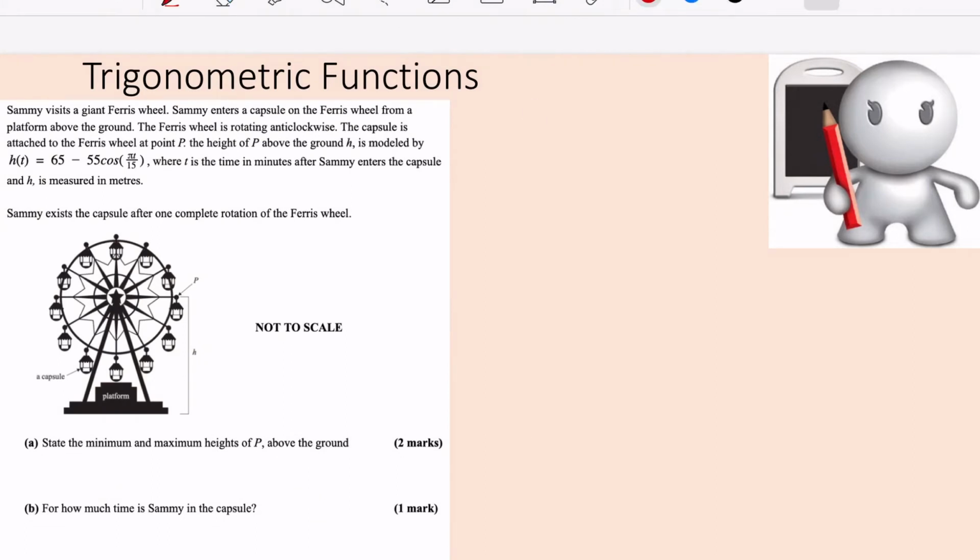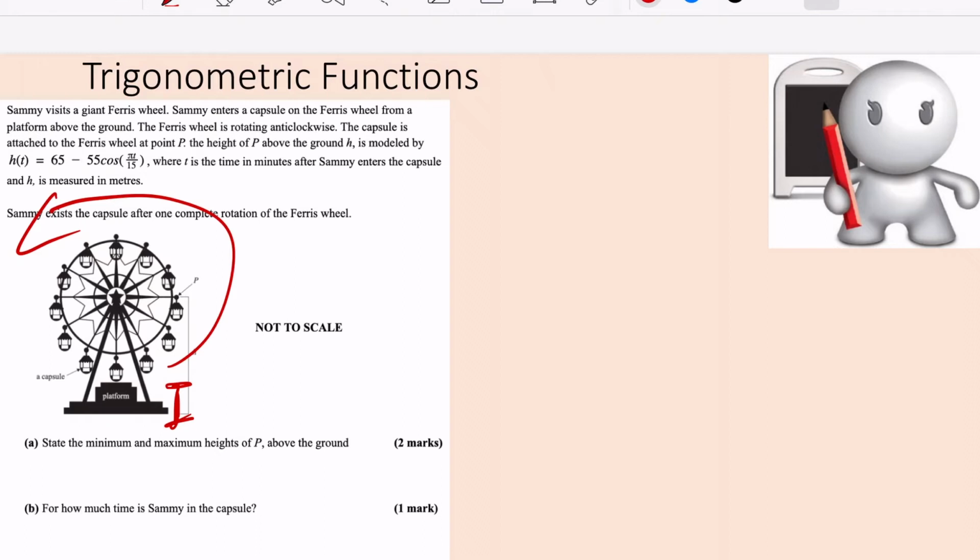So over here we have a Ferris wheel. Sammy enters the capsule from the platform above. As you guys can see, the platform is raised a little bit from the ground. The Ferris wheel is rotating anti-clockwise, going that way. The capsule is attached to the Ferris wheel at point P, the height of P above the ground, H, is modelled by this particular formula.